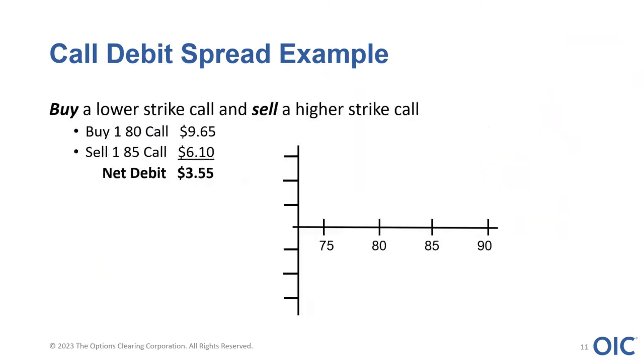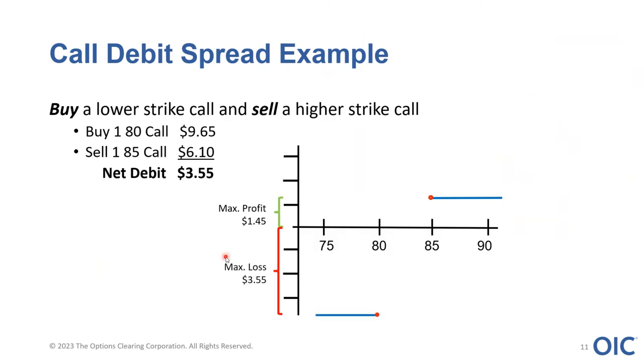In this next slide, again, we're talking about the 80-85 call spread. The 80 call is trading at 9.65, the 85 call at 6.10. Your net debit is 3.55. You're buying the lower strike and selling the higher strike. So your max profit in this case is going to be the difference between those two strikes, 80 and 85. The difference is $5 minus what you've paid for it already. So $5 minus $3.55 gives you a max profit of $1.45.